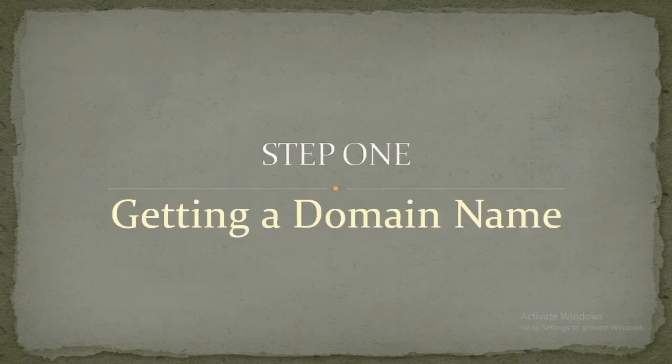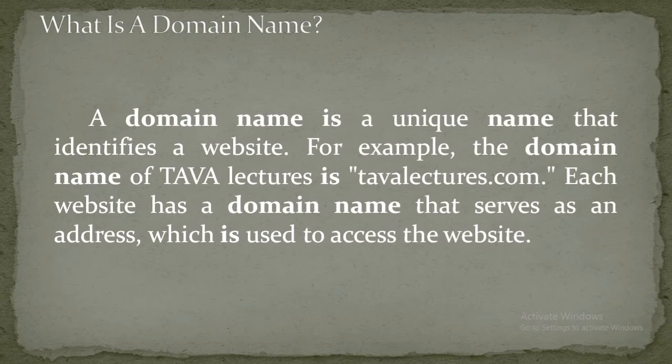So let's start with getting a domain name. What is a domain name? A domain name is a unique name that identifies a website. For example, the domain name for our TAVA lecture website is tavalectures.com. So that tavalectures.com is the domain name. Each website has a domain name that serves as an address, which is used to access the website.